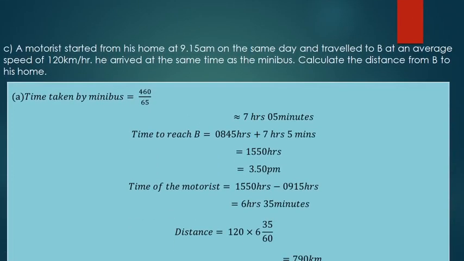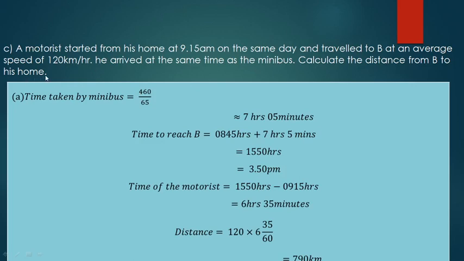The next part of the question is that a motorist started from his home at 9:15 a.m. on the same day and traveled to B. So that means a motorist was on the side of A at an average speed of 120 kilometers per hour. He arrived at the same time as the minibus. Calculate the distance from B to his home.